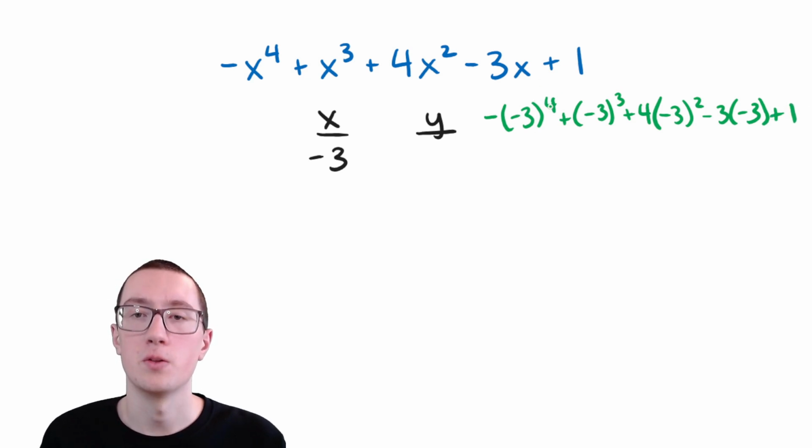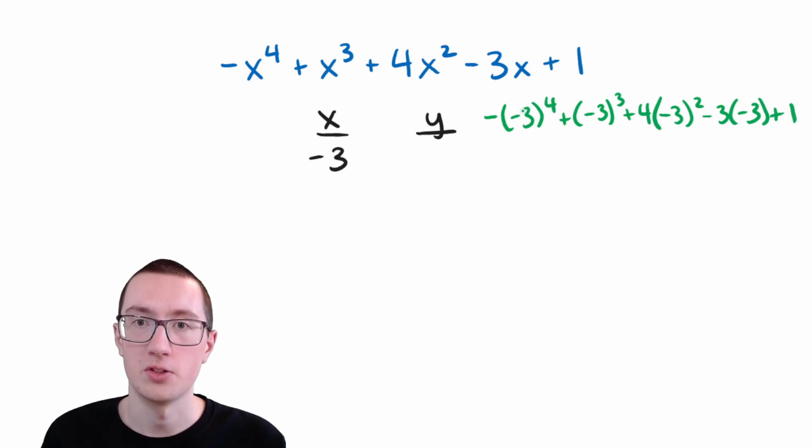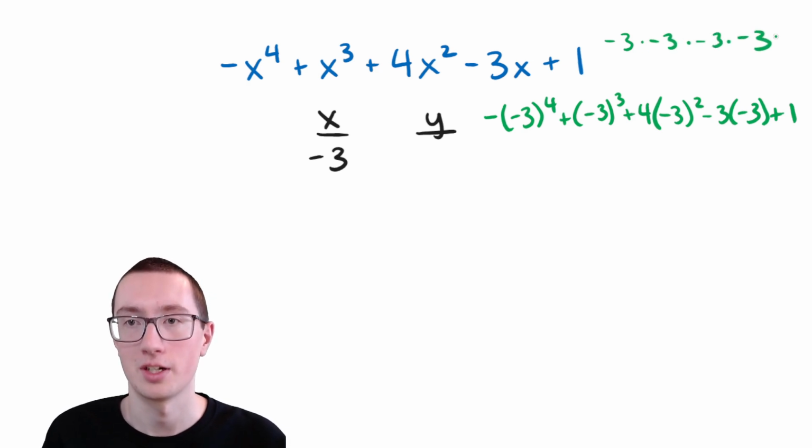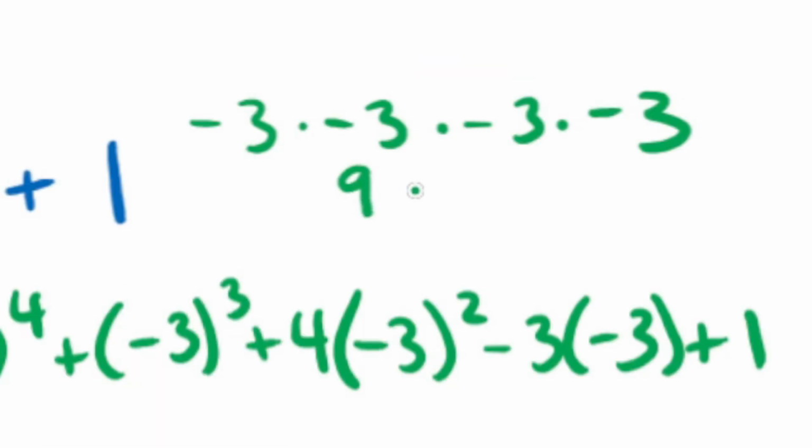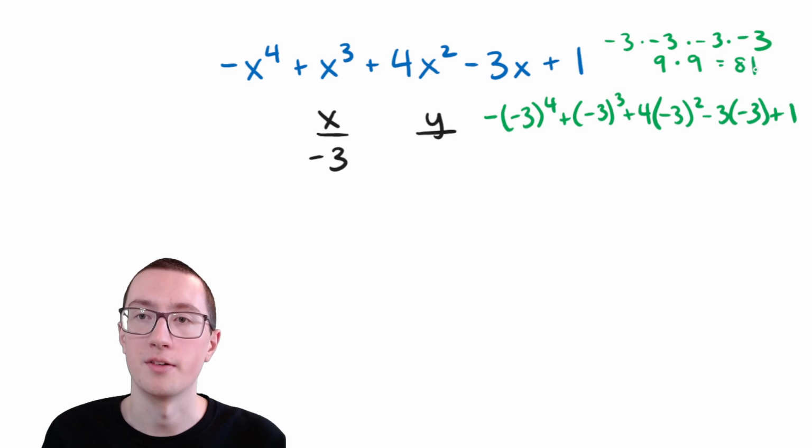Now, negative 3 to the 4th, that might be a little hard to think of in your head, but we're going to have negative 3 4 times. So we're going to have negative 3 times negative 3 times negative 3 times negative 3. Negative 3 times negative 3, well, that's 3 times 3, which is 9, and then two negatives make a positive. So it's going to be positive 9. So we're going to have positive 9 times positive 9, and 9 times 9 is 81. So we're going to have 81 for this.